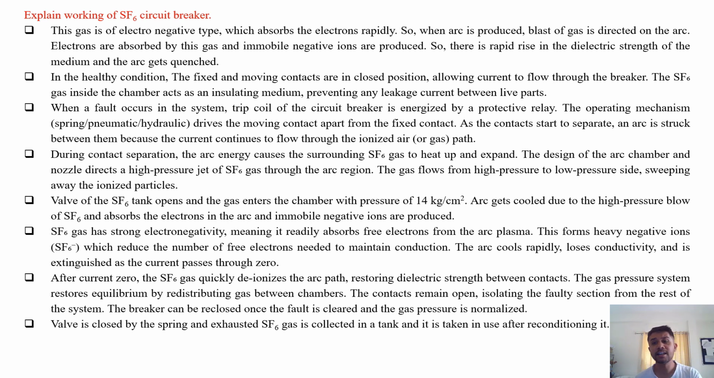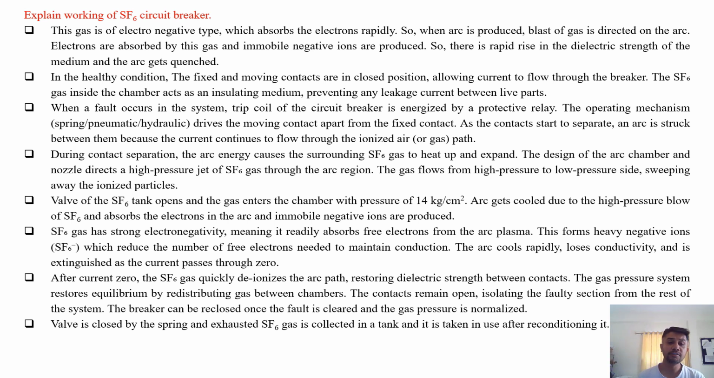As the contact starts to separate, an arc is struck in between them because the current continues to flow through the ionized air around the contact surfaces or the gas. During the contact separation, the arc energy causes the surrounding SF6 gas to heat up and expand. The design of the arc chamber and nozzle directs a high pressure jet of SF6 gas through the arc region. The gas flows from high pressure to low pressure side, sweeping away the ionized particles.